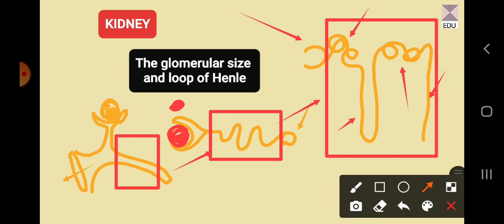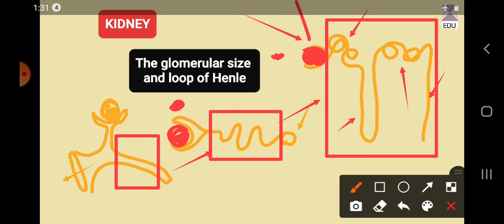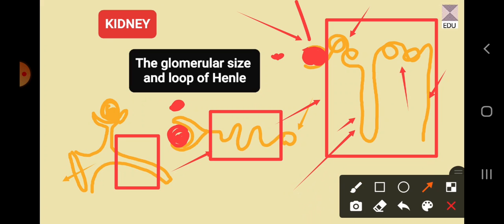But what has happened is that their glomerular size, if they are in dehydrating conditions, should have been reduced to this much of size. A very, very small glomerulus they should have. But they have retained a proper size of the glomerulus. They have not decreased the size of the glomerulus. But what they have made instead is a loop of Henle.